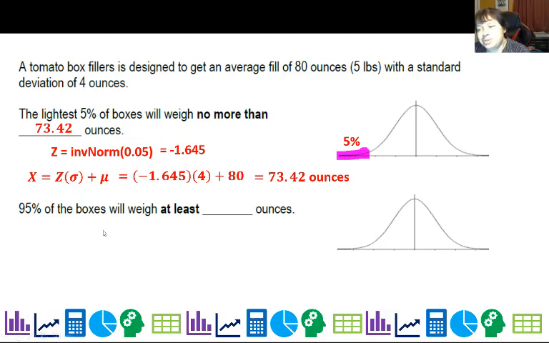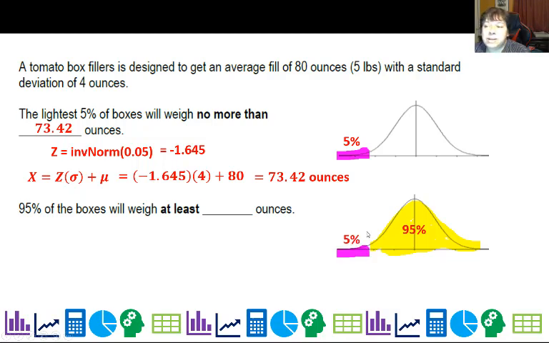Now here's an interesting question. 95% of the boxes will weigh at least blank ounces. Well, are we talking about 95% over here or the top 95%? Well, at least means more than, so that must be the top, right. And that's the area we're talking about, the 95%. And the boundary is right here. So how much area is to the left of that boundary?